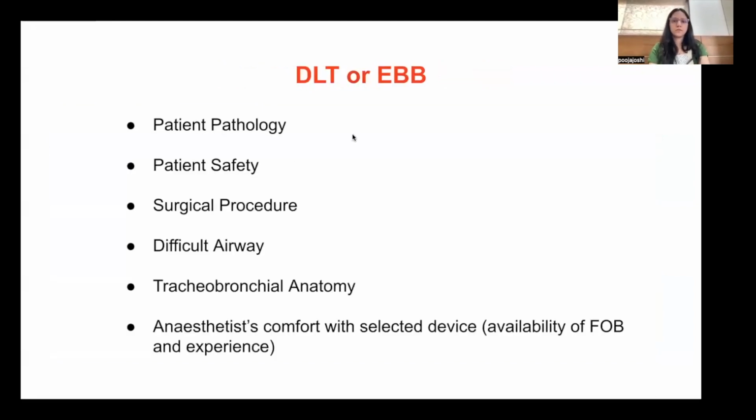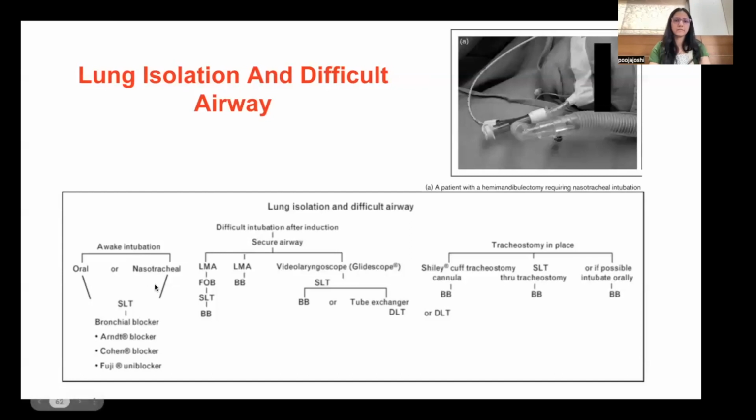What to choose, whether DLT or endobronchial blocker? It depends upon the patient pathology, patient safety, the surgical procedure for which you are doing lung isolation, the difficulty of airway, the tracheobronchial anatomy, and obviously the anesthetist's comfort with the selective device, the availability of fiber optic bronchoscope in your theater, and the experience of the anesthetist. In cases of difficult airway, when you can anticipate the difficult airway, there are reports that you do awake intubation orally and nasally, and go with the bronchial blockers for lung isolation.